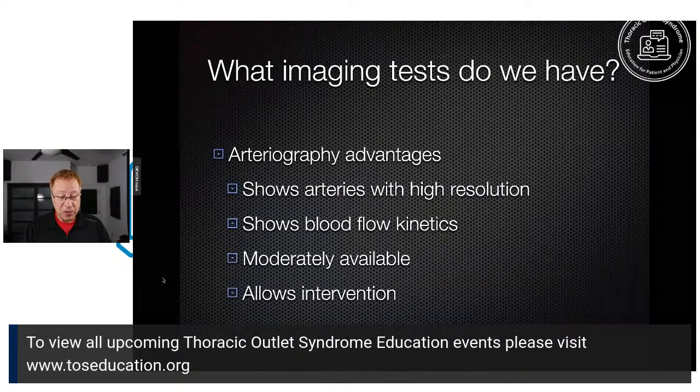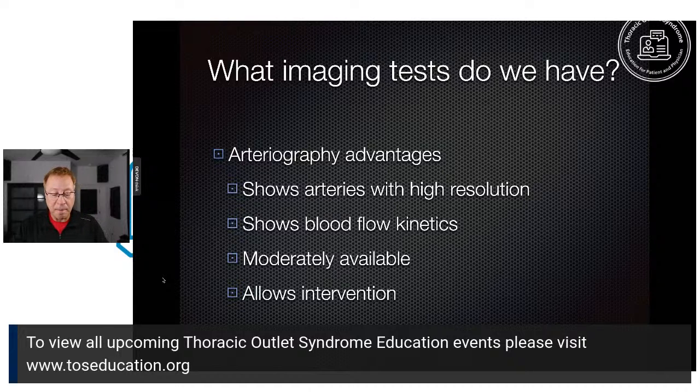So, advantages. Well, it shows arteries with high resolution. It shows blood flow kinetics, meaning how fast the blood flows through a certain area. You can learn something by watching the blood flow. Is it fast? Is it slow? Is it turbulent? These things are moderately available, not in every place. You can't buy one of these kits at Walgreens, but most big hospitals have someone who can perform angiography.